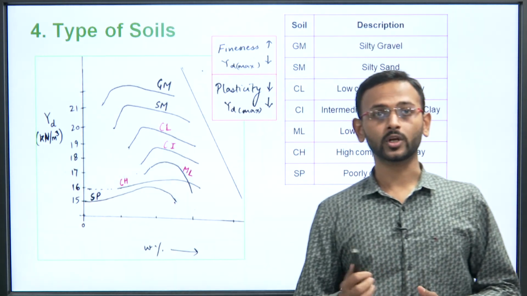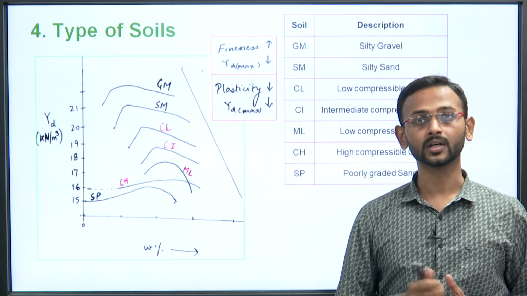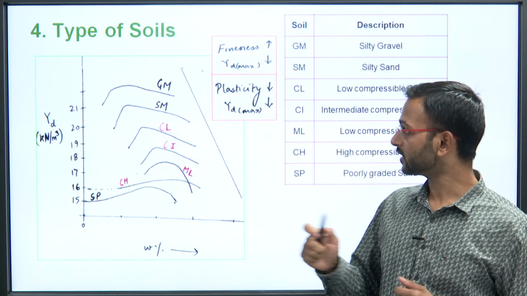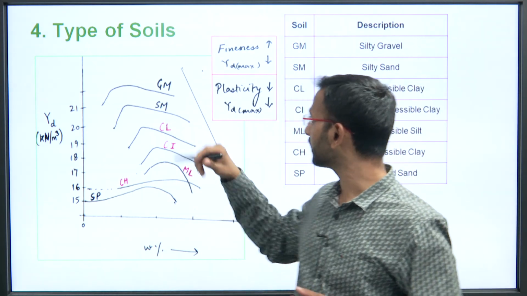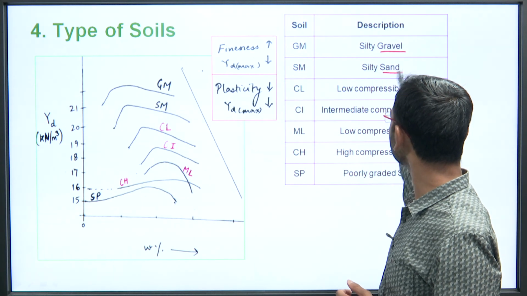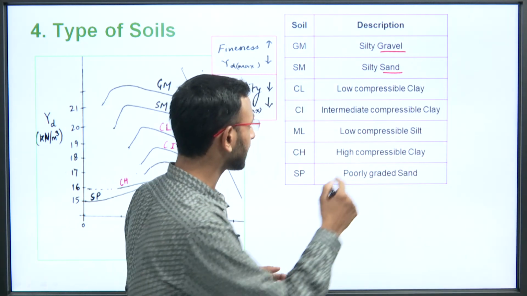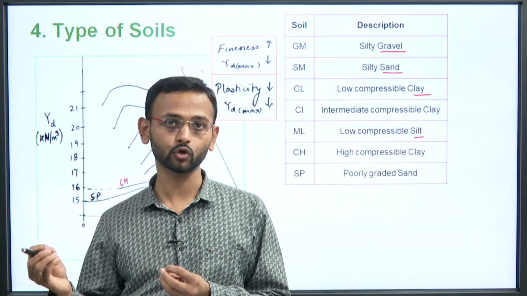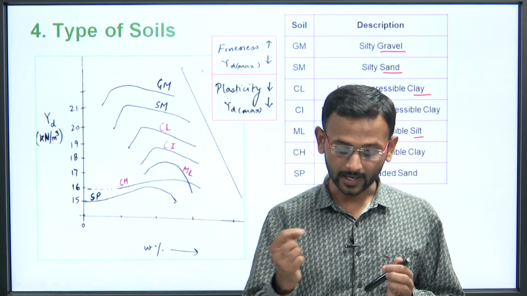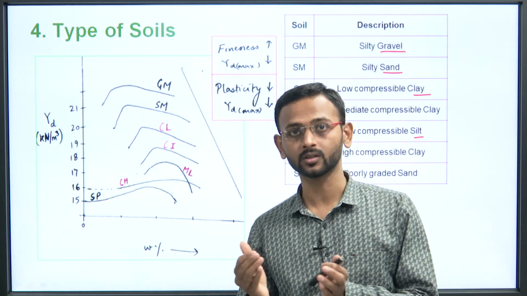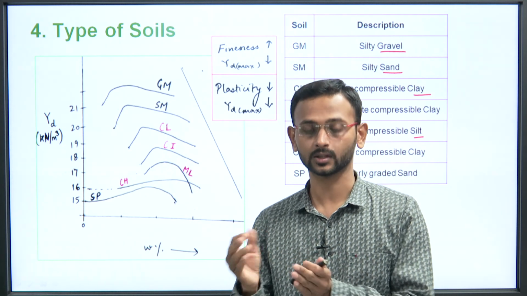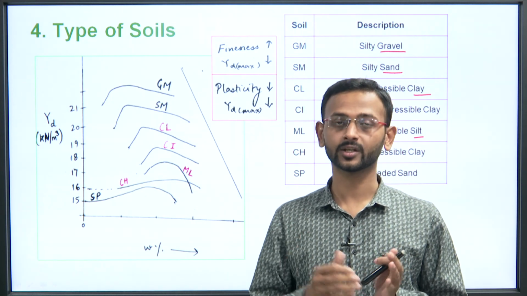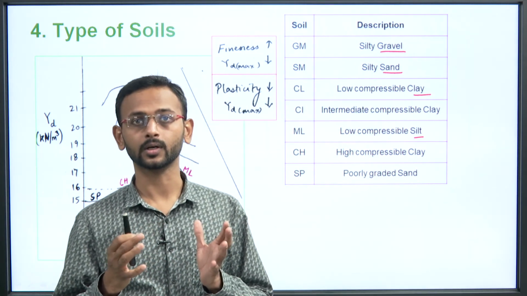Now, moving on to the type of soils. Understand one thing: the soil may be of coarse grained nature or fine grained nature, let us say gravel or sand, or clay or silt. When these different types of soil are there, the type of soil will be one of the factors affecting the compaction. In what way, we will be seeing here.